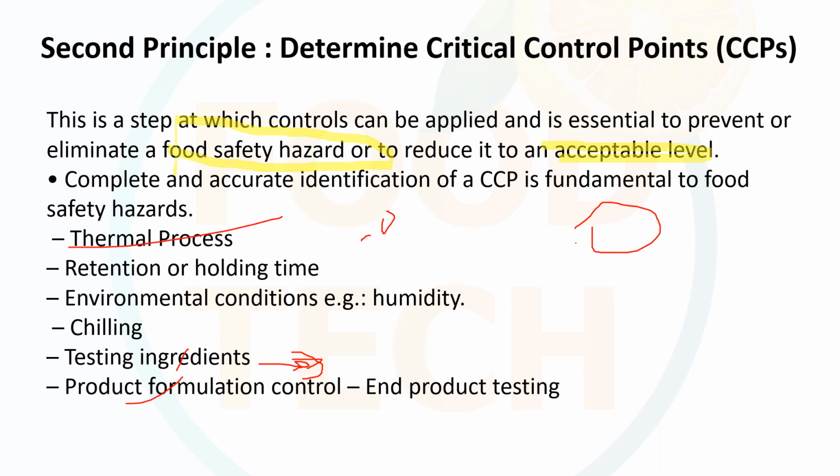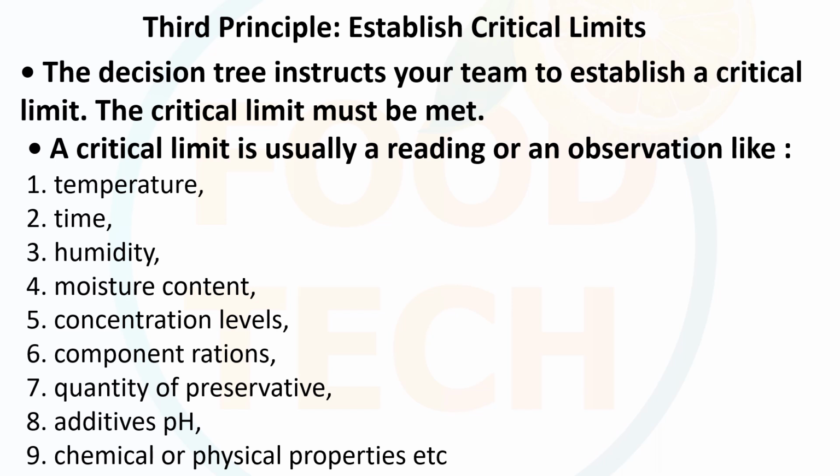So moving to the next slide, here it is, all I have told you about the critical control point. Now let's move to the other side. The third principle is to establish critical limits, all related to the critical control point, up to which we can control the hazard. A critical limit is an observation, like the temperature, time, humidity, moisture content, or concentration level.